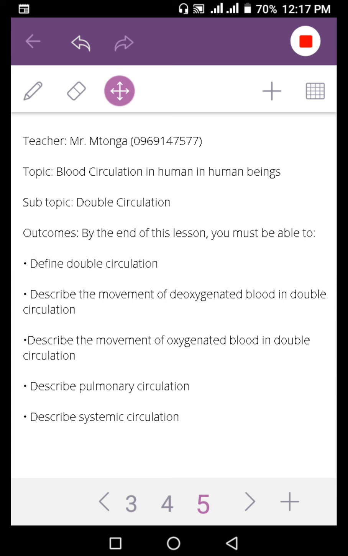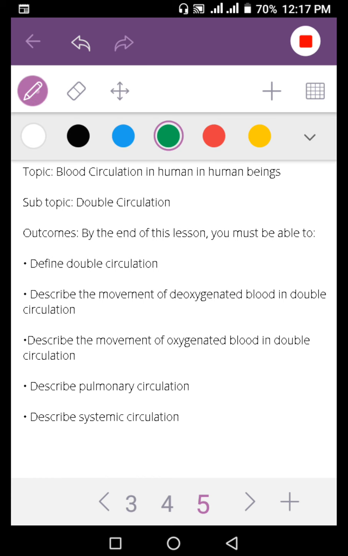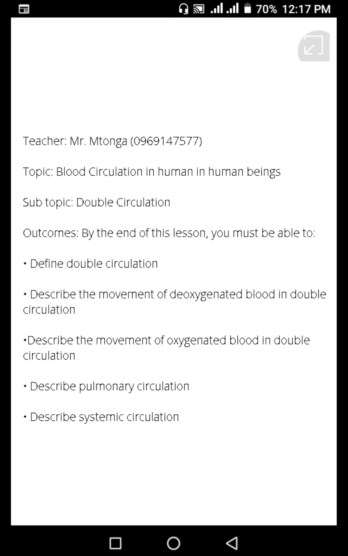Mtonga, and today I want to teach you a topic called double circulation. The main topic is the blood circulation in human beings, but there's a subtopic called the blood double circulation, which I have written here.